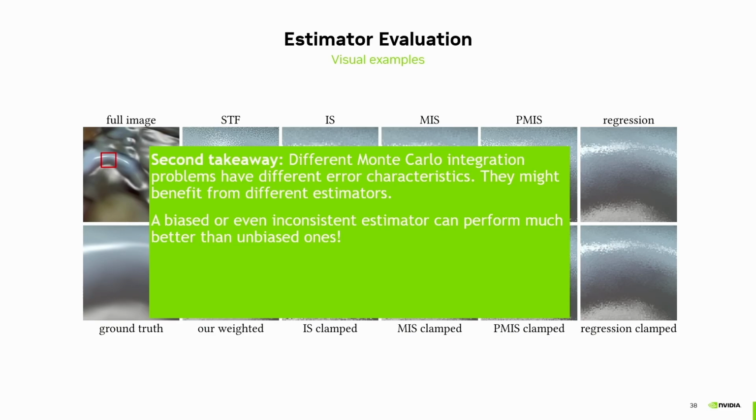The second takeaway from this talk that goes beyond texture filtering is that different Monte Carlo integration problems have different error characteristics. They might benefit from different estimators. Make sure that you understand your problem and not just blindly apply state-of-the-art estimators. They might not be state-of-the-art for your problem. A biased or even inconsistent estimator can perform much better than unbiased ones.